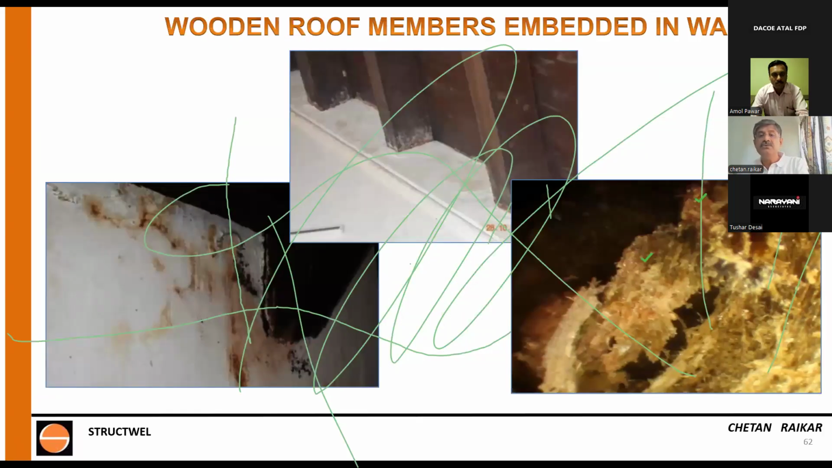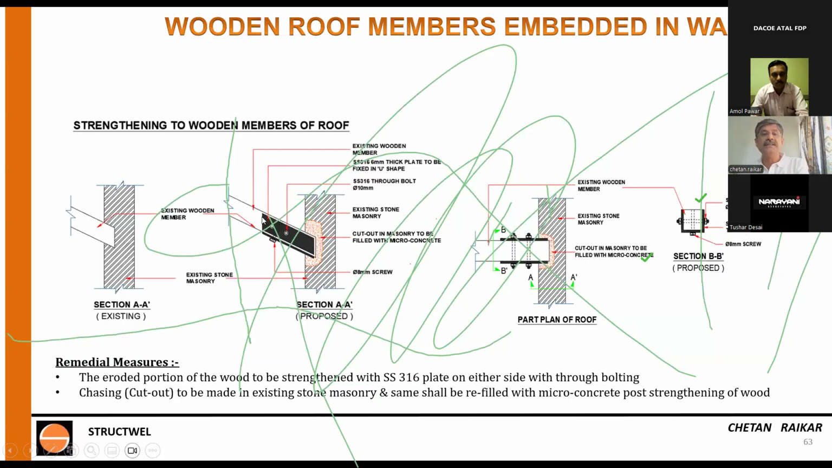In the second case study, you have buried ends. If you see the left photo, the buried ends of wood are eroded. With an endoscope, you can see eroded ends like this. This is a photograph before. How we go about it is to strengthen with steel plates on both sides with through bolting. This is in plan. This is the jacket.